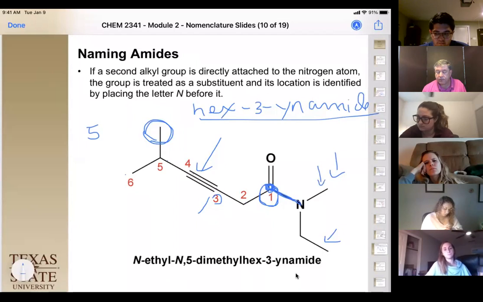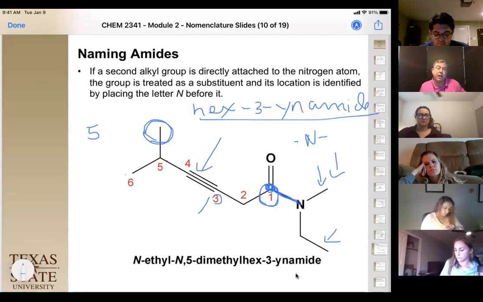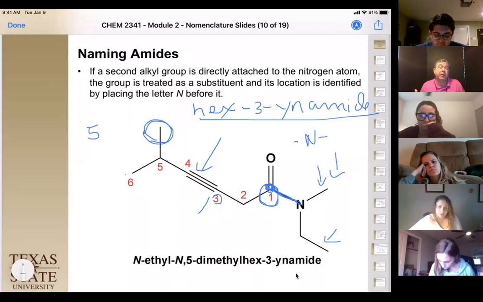We also have a methyl on an N. Remember I said N is just like the number in the fact that it's not counted in alphabetization. So what we do is we can locate them together. If we have two methyl groups, one's on an N, one's on a 5, we use them together.